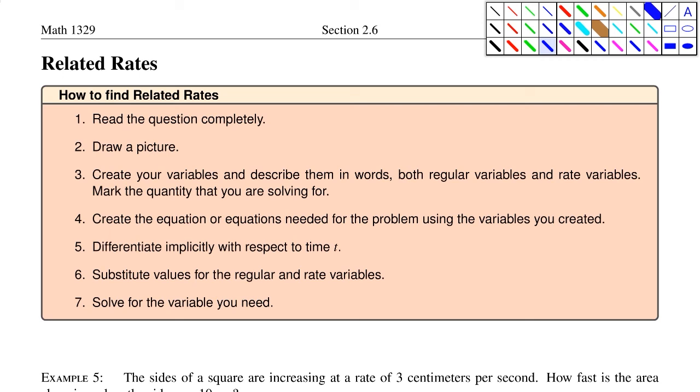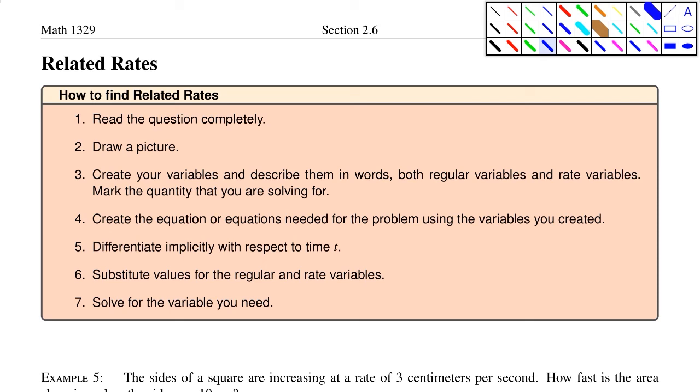I've written down some fairly concrete standard methods to help guide you in solving related rate problems. First off, read the question. Number 2, draw a picture when applicable. Number 3, create your variables and describe them in words. Use both the regular variables and the rate variables and mark the quantity that you are solving for. Number 4, create the equation or equations needed for the problem using the variables that you created. So when you create the variables, you are verbally describing what they represent. Then when you create the equations, you're using those variables in your problem.